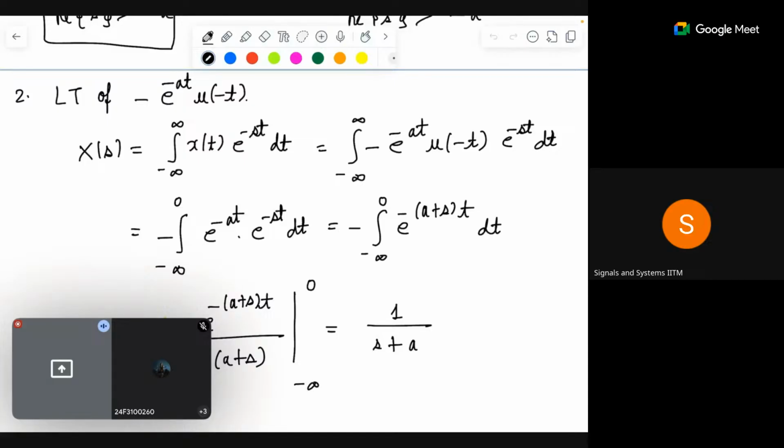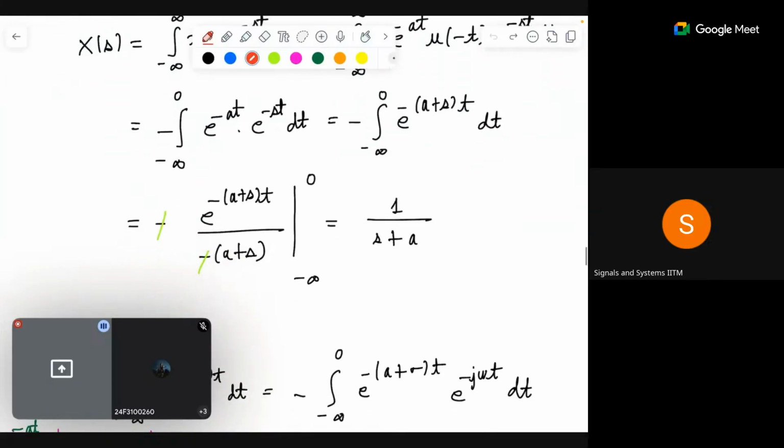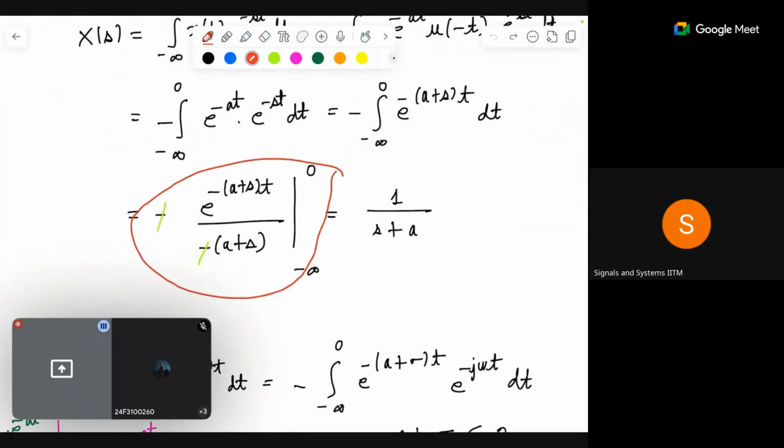Last time we were discussing the week 11 summary, and then we were discussing how to find the Laplace transform of minus e raised to the power of minus at u of minus t. A here was given to be greater than 0. So we used the Laplace transform formula, which was the integral of x(t) e raised to the power of minus st dt from minus infinity to infinity. We substituted and then we came back to this step. Are you able to recall this? Yes, ma'am.